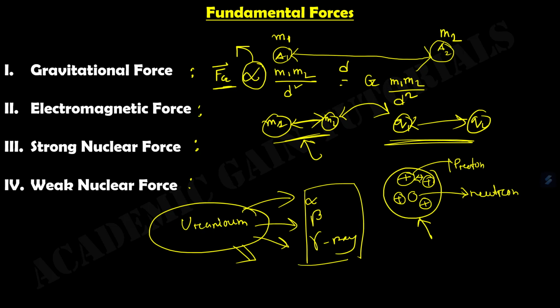Weak nuclear force is responsible for the emission of beta particles. When a beta particle is emitted from the nucleus, a force is applied for the emission of this beta particle, and this force is known as weak nuclear force. These are the four fundamental forces we have discussed.